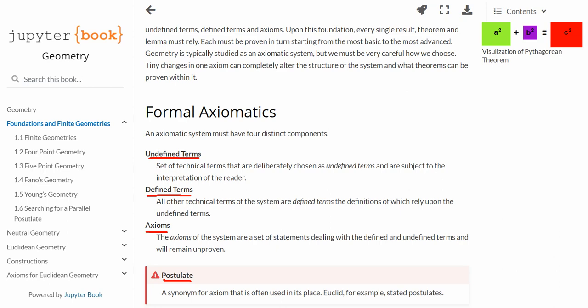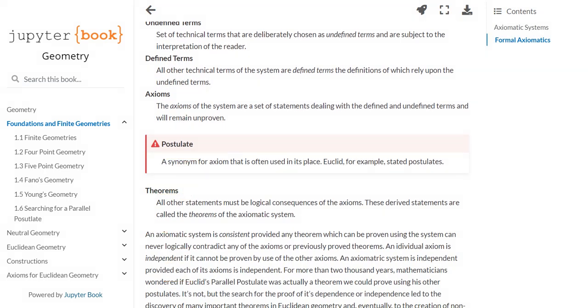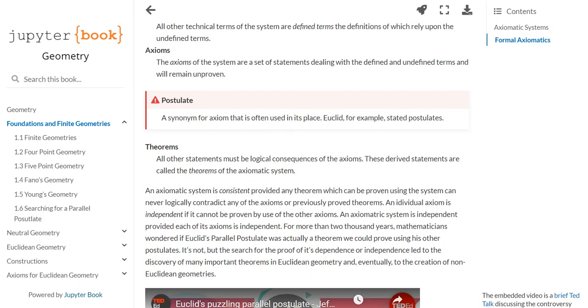And once we have those, right, the final thing that we do is we prove theorems. And these are all the statements in the system that are true, that can be proven and derived as logical consequences from the axioms and the earlier theorems. And if we have all of these, that's what we call an axiomatic system. Now, there are two attributes of axiomatic systems. The first one is consistent. In other words, we would like for it not to contradict itself anywhere.